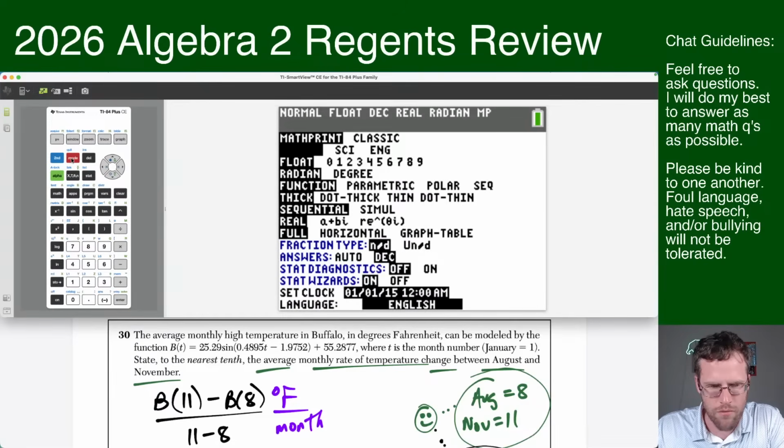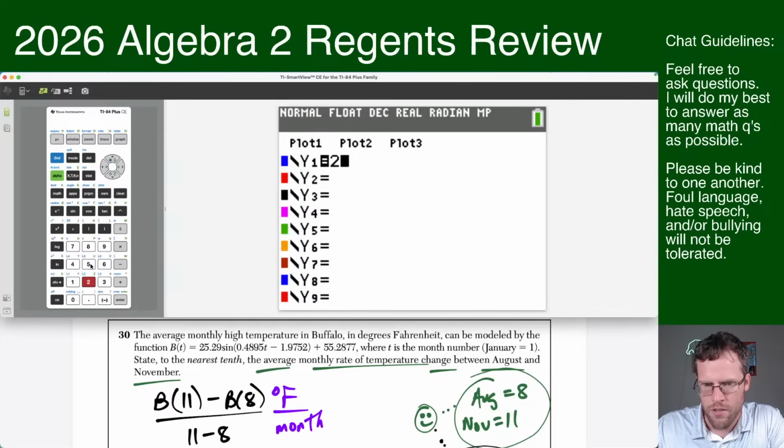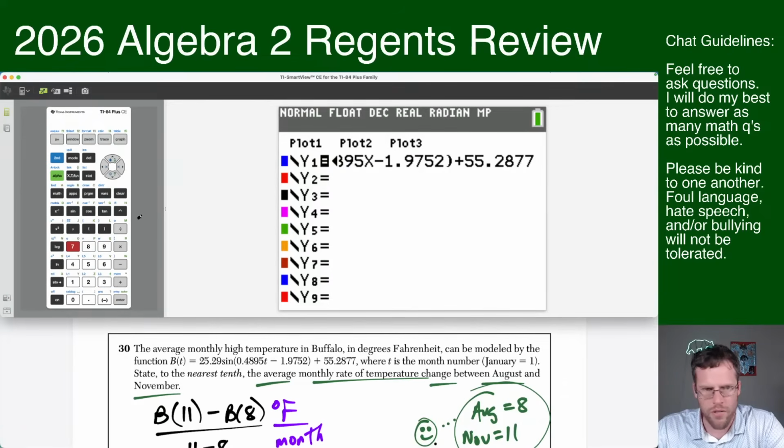So let's see. Mode, make sure you're in radians. All right, so here, 25.29 sine of 0.4895 t, and then minus, just don't make a typo here, that would be a real tragedy, and then plus 55.2877. Okay, so I'm going to show you a nice magic trick.